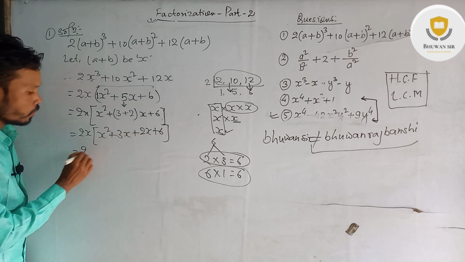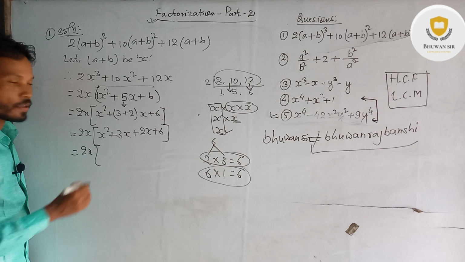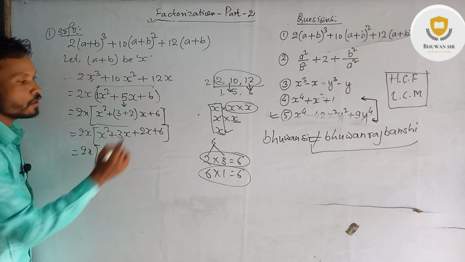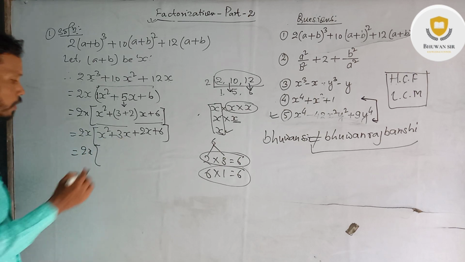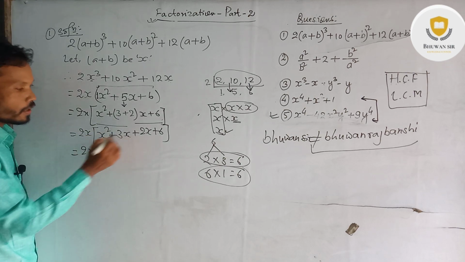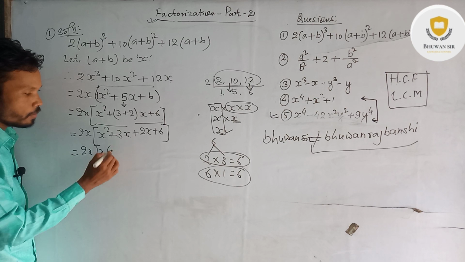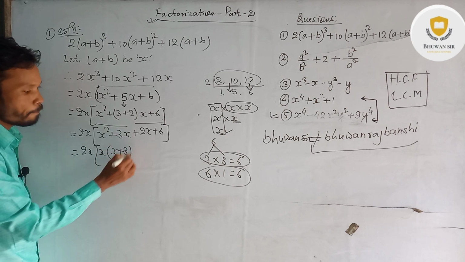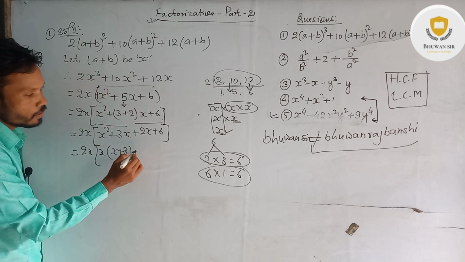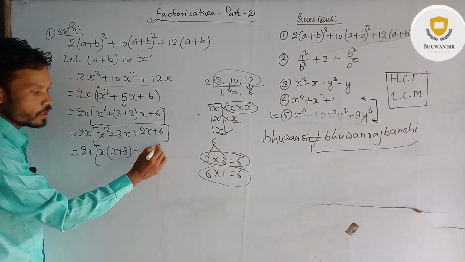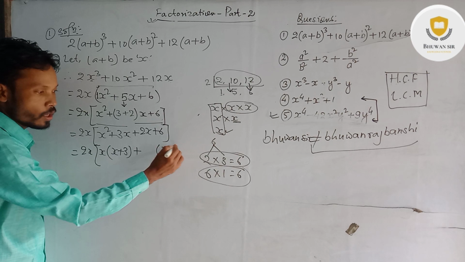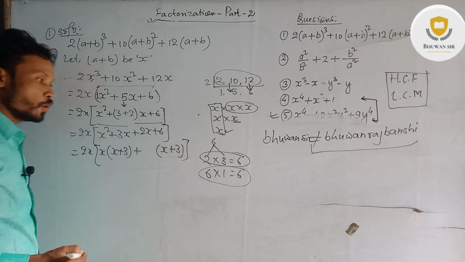Now again 2x. Now just separate a pair here. This is the first pair and this is the last pair. From the first pair, what is common? x square and 3x, x is common. Remaining is x plus 3. I have explained here that if the first remaining is x plus 3, definitely the second remaining is also x plus 3. Now you can use a trick.